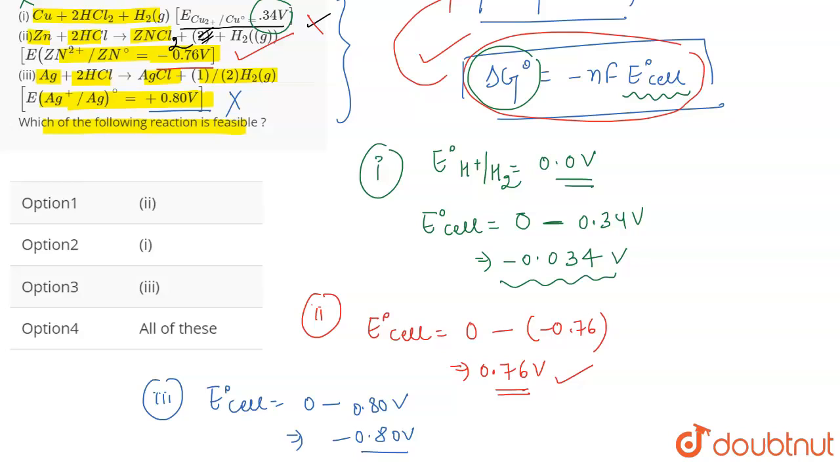So only reaction 2 is going to be feasible. The correct answer for this question is option 1, because it leads to a positive value of E0, which leads to a negative value of delta G0, and which makes the reaction feasible. So the correct answer is option 1. That's all for the question.